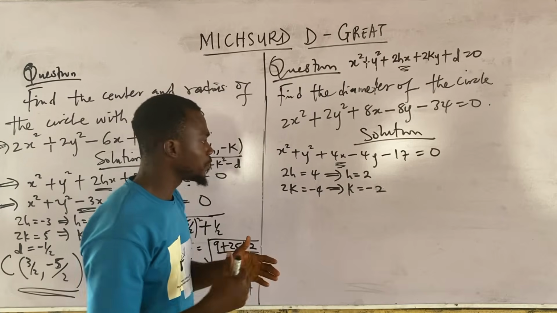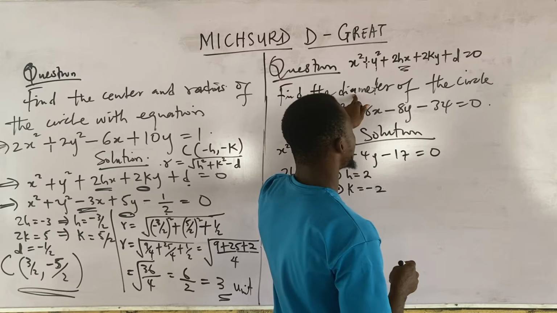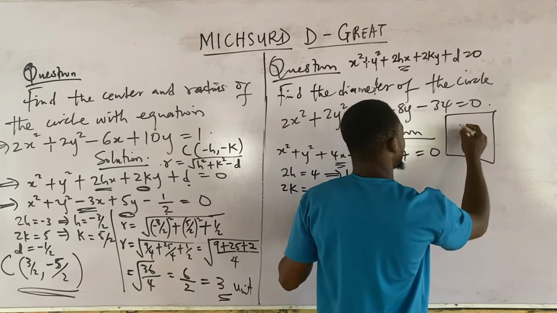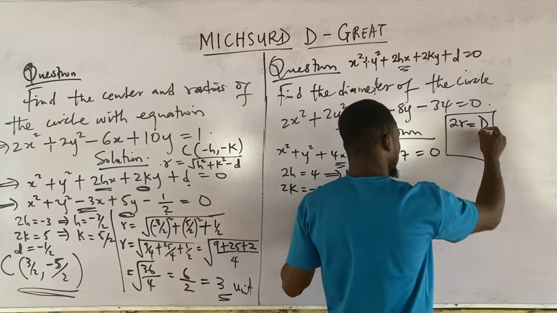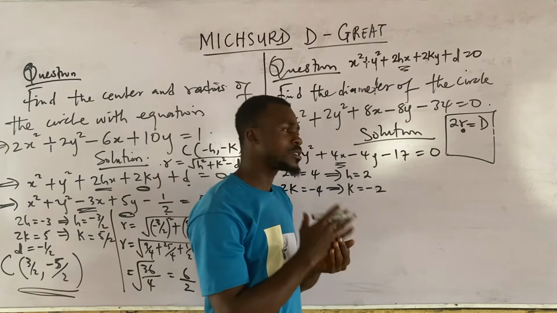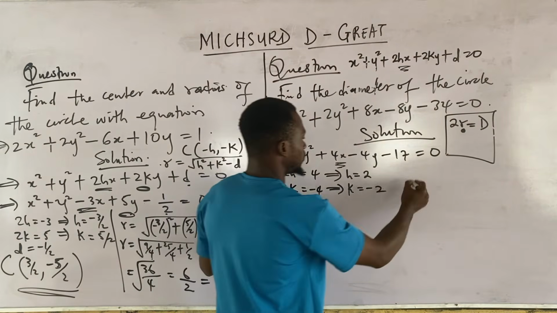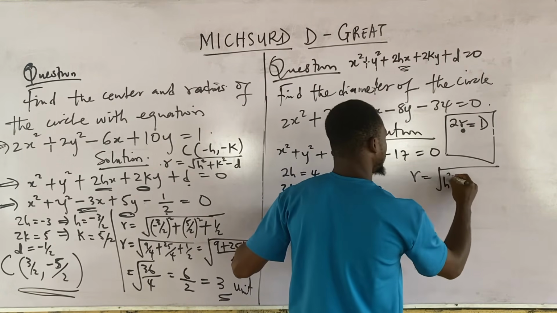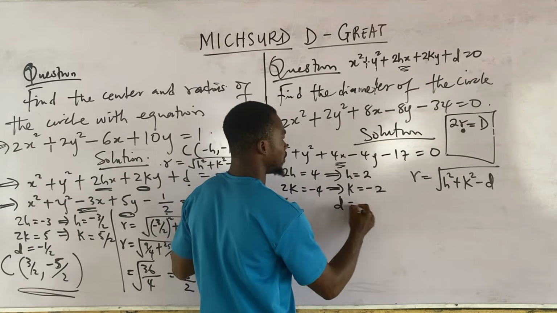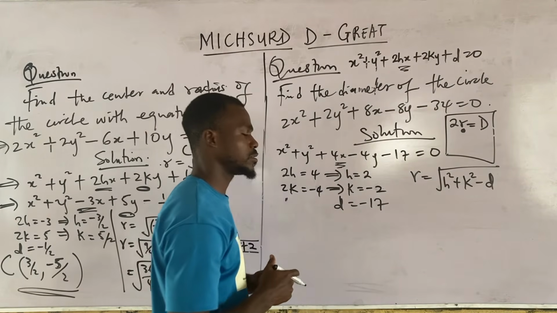Is 2. So in that case, you can see that what we are looking for is the diameter of the circle. So we have a theory that 2 times the radius is equal to the what? The diameter. So if I can find the radius and multiply by 2, then I can get the what? The diameter. So here, remember, the radius from our formula is the square root of h squared plus k squared minus d, where our d here is equal to minus 17. So d is minus 17.